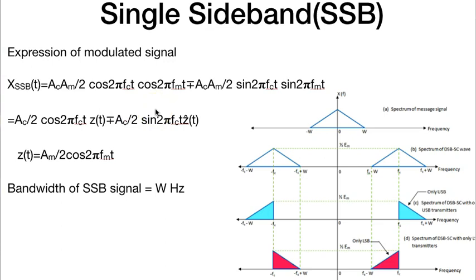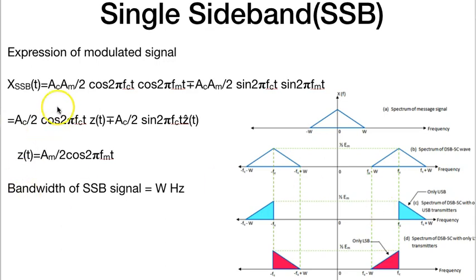Let's further talk about single sideband. Now, if you can see in this picture, this is a double sideband with suppressed carrier. This is a message signal. Now, if you further suppress this and keep only the fc plus W frequency content, then also it will be carrying the full information, not the full information, but the sufficient information required to be carried.